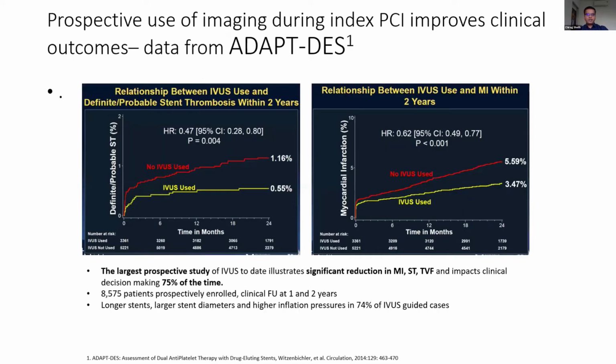We know now enough that the prospective use of imaging during index PCI improves clinical outcomes. We have data from ADAPT-DES, one of the largest prospective trials, wherein more than 8,000 patients were clinically followed up at 1 and 2 years. And we know that IVUS tends to translate into longer stents, larger stent diameters, and higher inflation pressures in more than 70% of cases. It did show a significant reduction in MI, stent thrombosis, and target vessel failure, and it impacted clinical decision-making in the majority of patients. So there is no doubt that IVUS is superior to angiography alone in guiding the PCI.